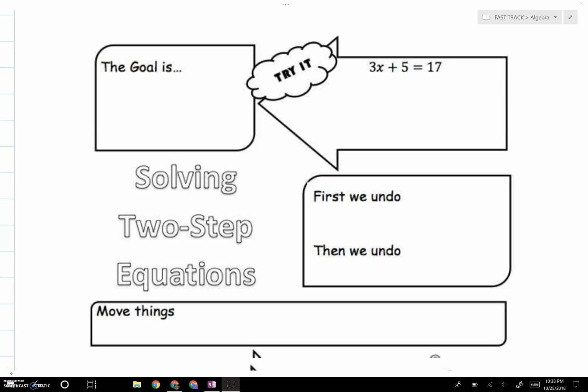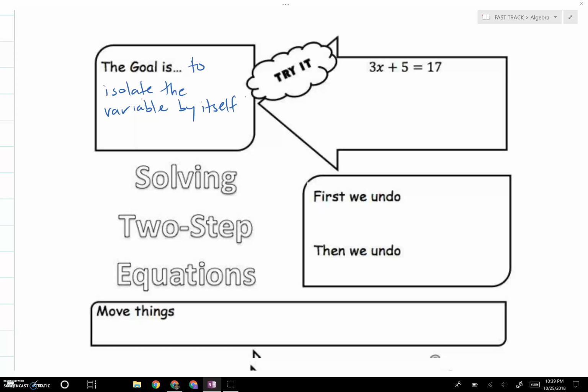Hey guys, today we're going to be talking about solving two-step equations. So the goal of doing this is to isolate the variable by itself. That variable can be x, it could be y, it could be h, it doesn't matter what the variable is.